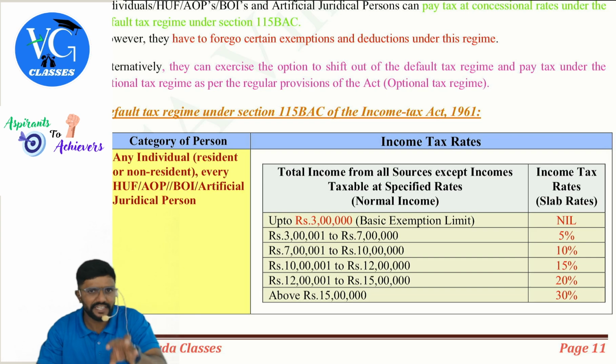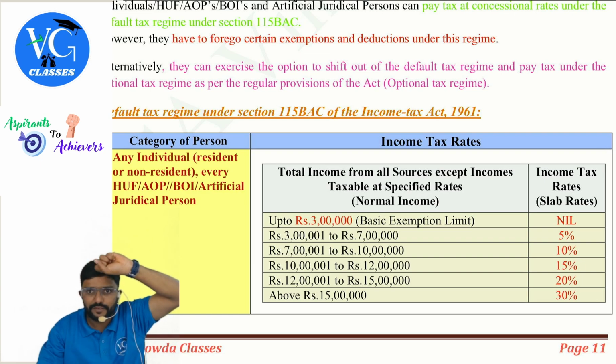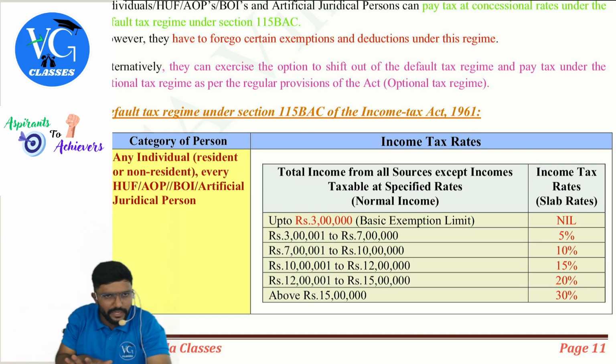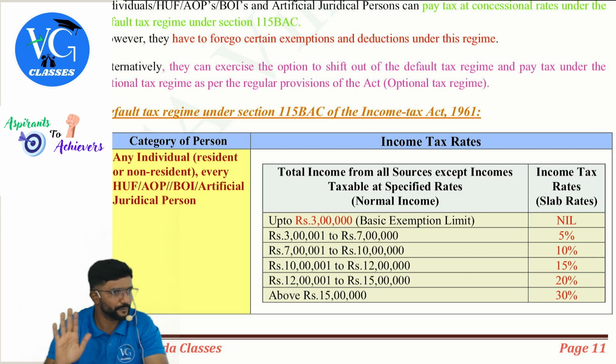But I am not covering it in this chapter. What I will do is cover it along with the heads of income. Under each head of income, we will discuss various deductions, exemptions, everything. At the end, I will give one single page where I will tell you what all we have learnt in this head, which is allowed and which is not allowed under the default regime, so that it would be easy for you.